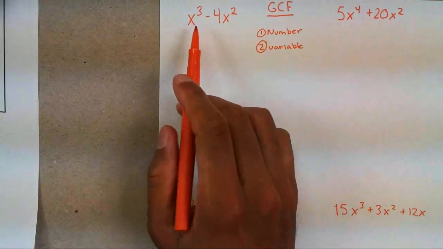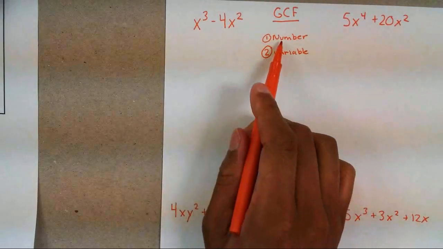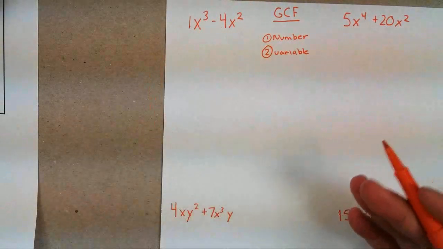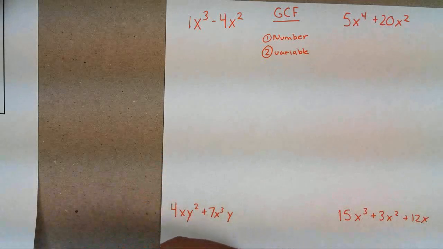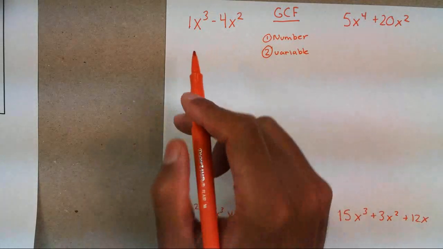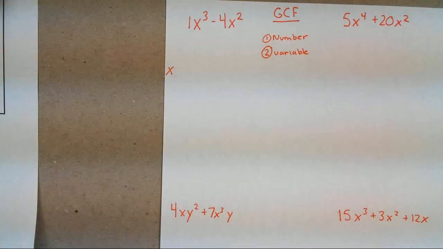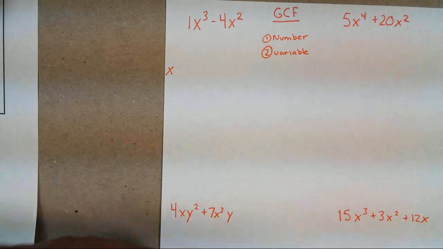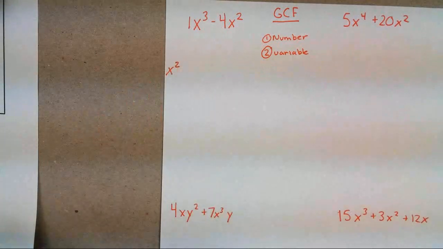So I'm going to look at this first example, x cubed minus 4x squared. I'm going to first look to see if they have any numbers. And what I mean by numbers is, do 1 and 4 have a GCF, a greatest common factor? I'm going to say no, because they don't have any numbers in common. So the next thing I'm going to look at is the variables. Well, I know that they both have an x. So I'm going to take out an x. But the question becomes, well, x to what power? You always take out the variable that's the smallest. So 3, 2. Since the squared is the smallest, I'm going to put that there.